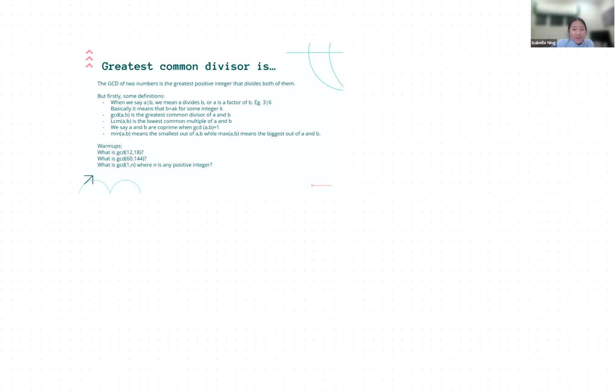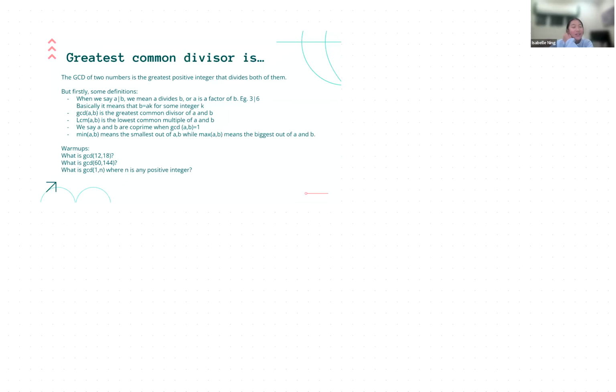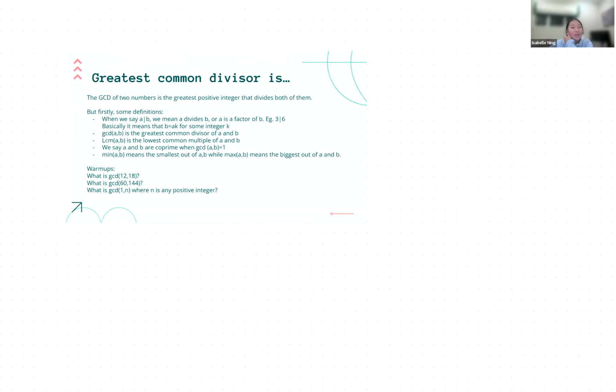So basically I got this from my slide, but the greatest common divisor, or some of you might know it as greatest common factor, is the greatest positive integer that divides both of them, or is a factor of both of them.